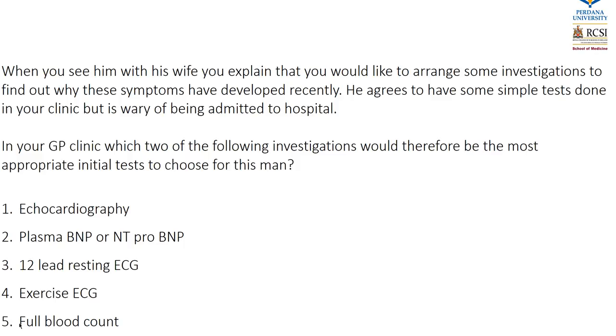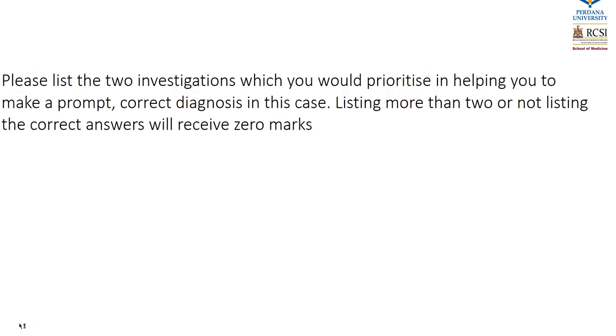In your GP clinic, which 2 of the following investigations would therefore be the most appropriate initial tests to choose for this man? The choice is from echocardiography, plasma BNP or NT-proBNP, 12-lead resting ECG, an exercise ECG, and a full blood count. Please list 2. These are the ones that you should prioritize in helping you to make a prompt, correct diagnosis. Listing more than 2 or not listing the correct answers will receive 0 marks.